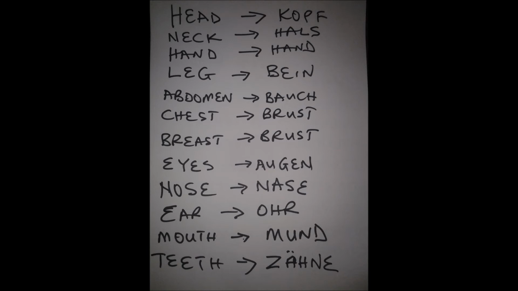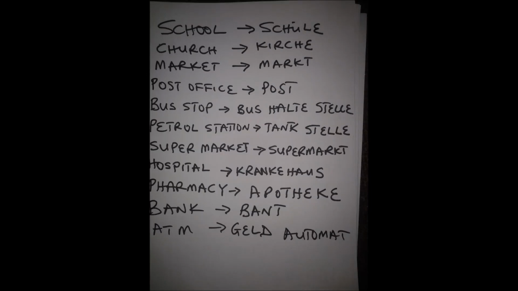One tooth is Zahn. But the plural, many teeth, is Zähne. Now we talk about the popular places you visit, like school, church, market, post office, bus stop, petrol station, supermarket, hospital, pharmacy, bank, and ATM.